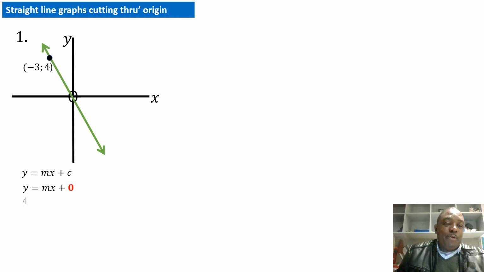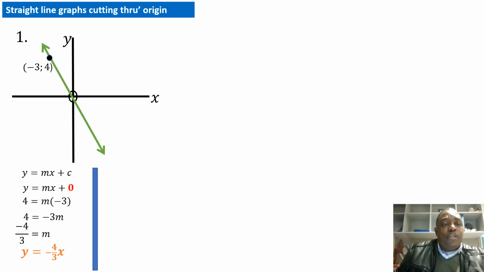There are 2 methods I'm going to show you. One, if you've got a point given on the graph, and in this case we're given a point with coordinates (-3, 4), substitute the x coordinate, substitute the y coordinate, and you end up with an equation where you solve for m. Very easy. Now you can just write your equation once you've got your m.